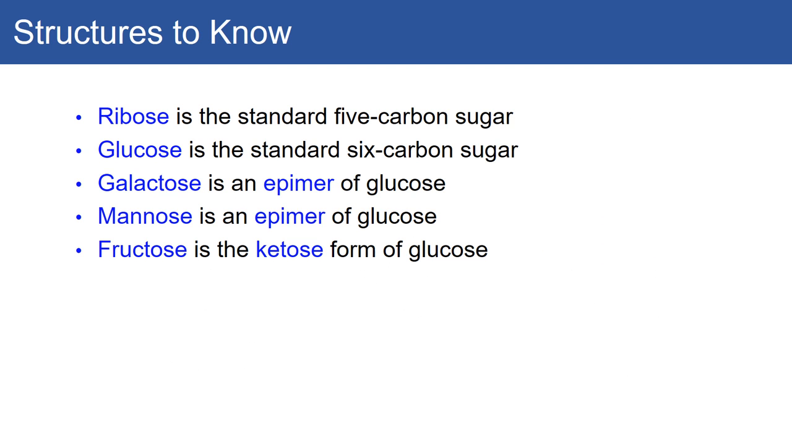Some structures you're going to want to know right off the bat and memorize, because you will see them all over the place. Ribose is a standard 5-carbon sugar. You're going to see that in DNA. We've already seen that one, and we'll probably see it again. Glucose is the standard 6-carbon sugar. Galactose is an epimer of glucose. Mannose is an epimer of glucose as well. Fructose is the ketose form of glucose. All those are important to know. I would just memorize them. There's not much else to say about it. Just memorize those because you will see them over and over again.